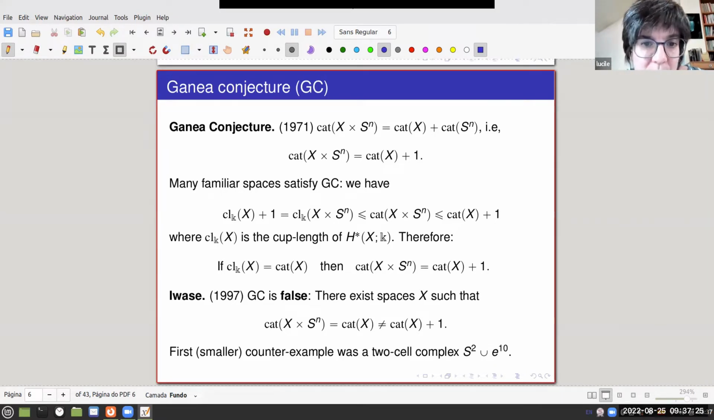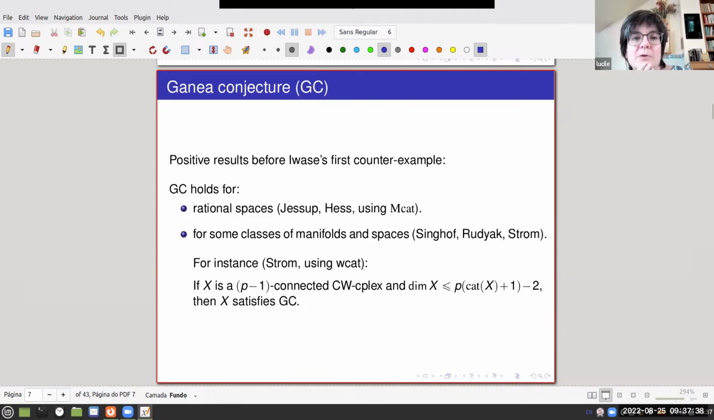And let me note, there was also a lot of work about the Ganea conjecture directly after the result of Iwase and in the year later. But let me note some positive results which were known before Iwase's first counterexample. First for rational spaces by the work of Barry Jessop and Catherine S. And this was using the invariant MCAT, the module category. So this is a lower bound for the category.